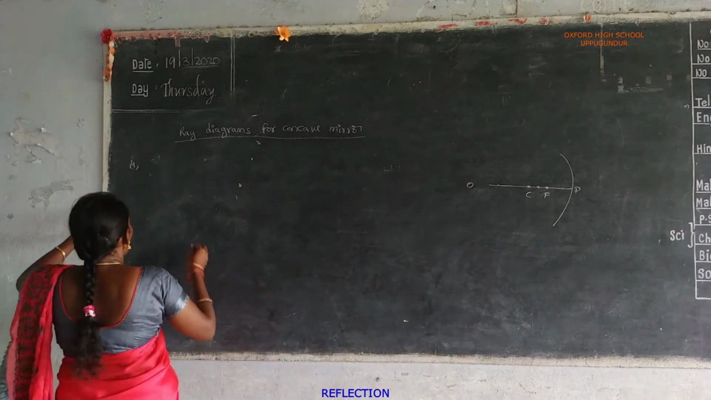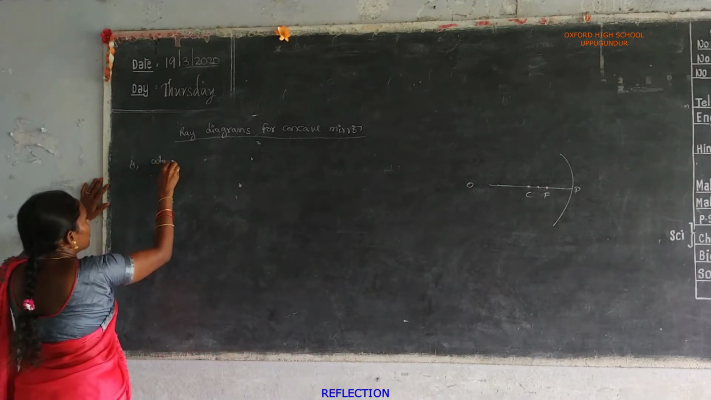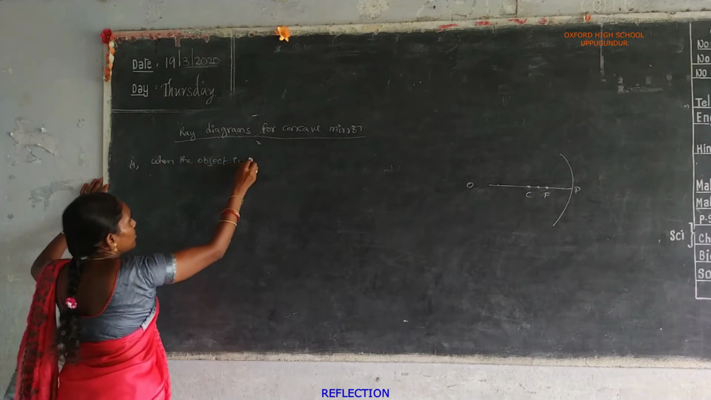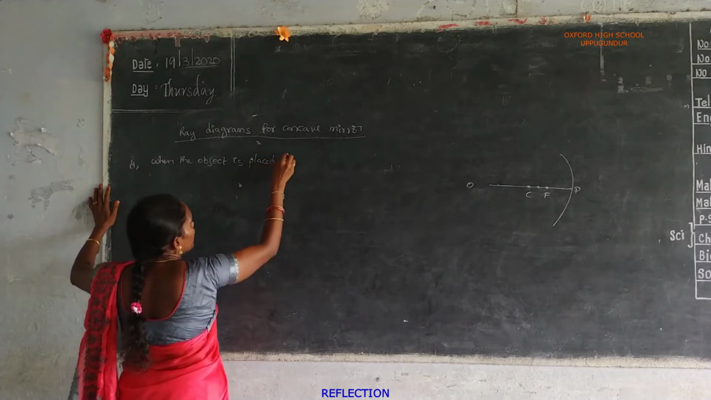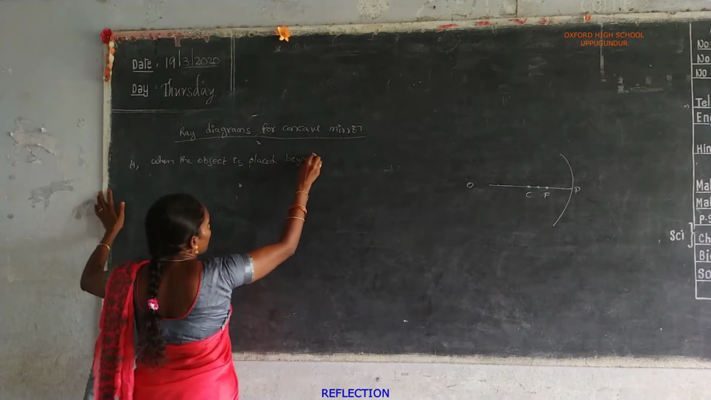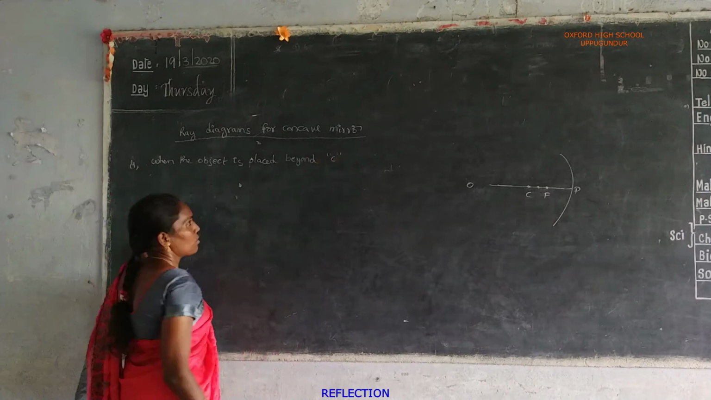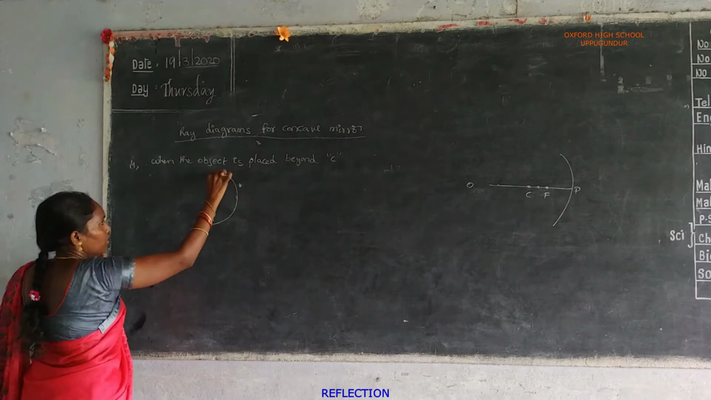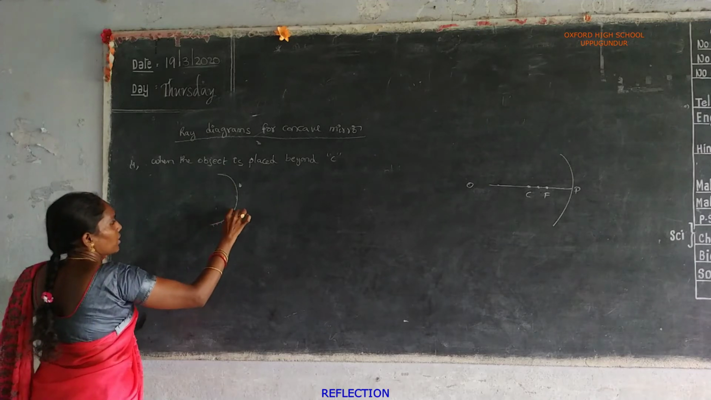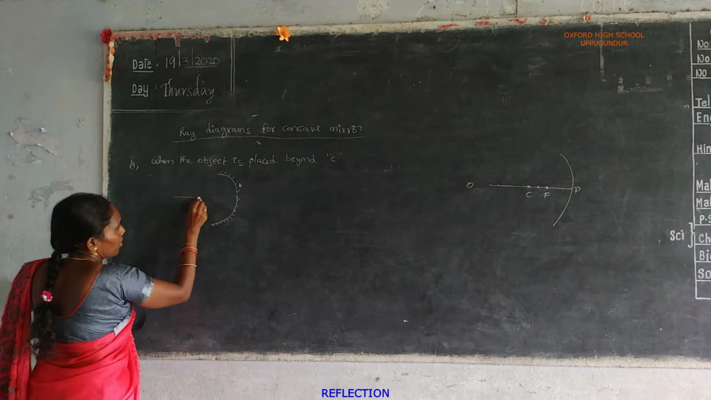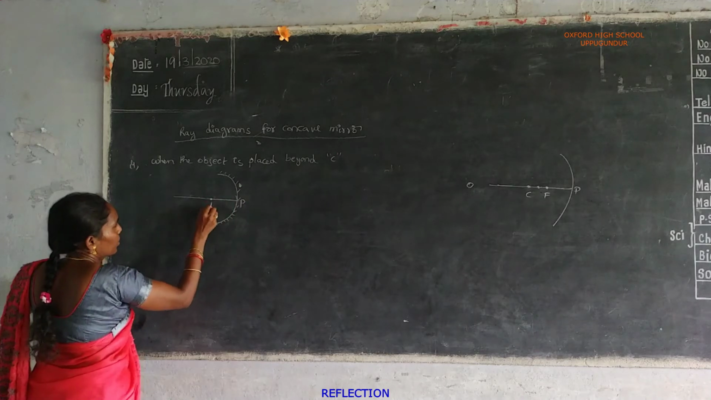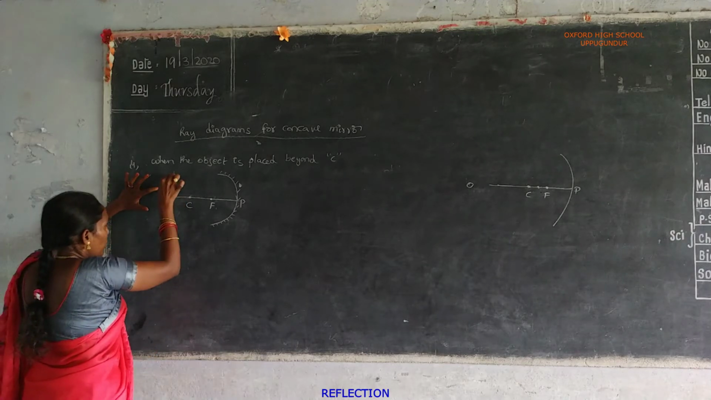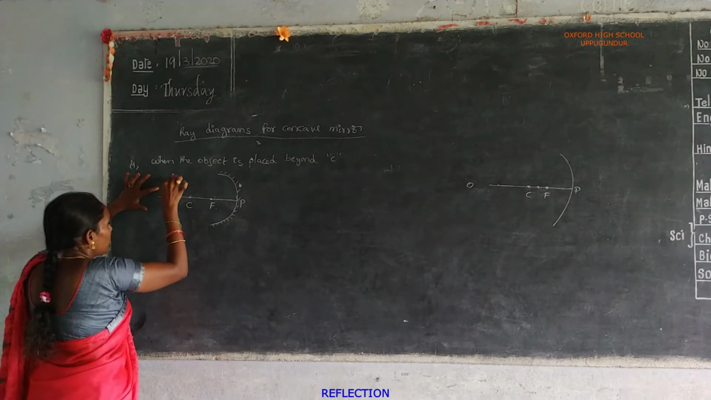The fourth ray diagram is when the object is placed beyond the center of curvature. When the object is placed beyond C, pole, focus, and next center of curvature. Now here the object is placed beyond the center of curvature, this is the object.